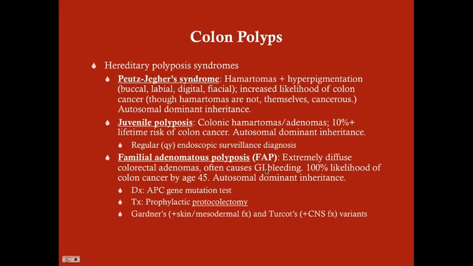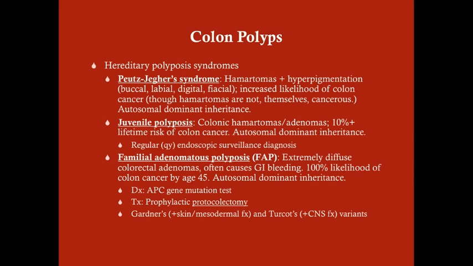These patients will get prophylactic proctocolectomies because they have a 100% chance of getting colon cancer. They'll all get colon cancer. So this also has autosomal dominant inheritance. Another way it can be diagnosed more accurately than colonoscopy would be the APC gene mutation test. In that case, you're actually testing for the gene, but you can certainly diagnose it on colonoscopy as well, especially if the patient has the family history.